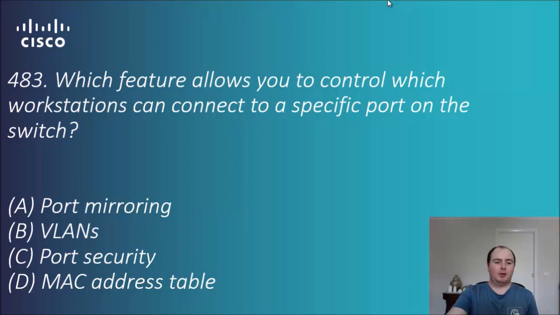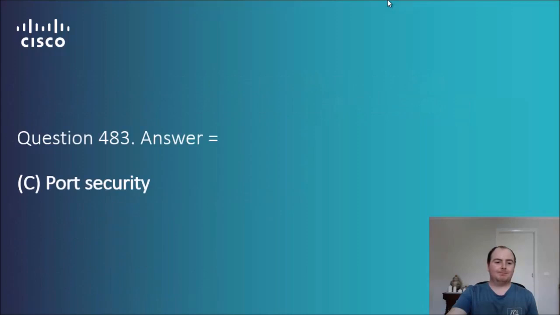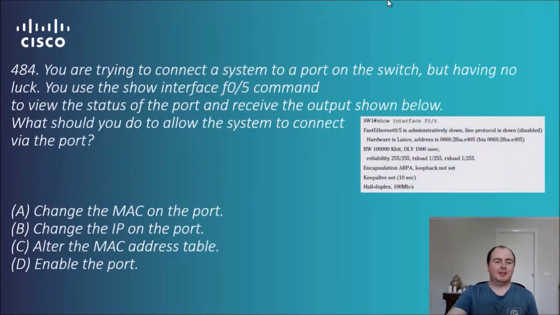483, which feature allows you to control which workstations can connect to a specific port on the switch? Port mirroring, VLANs, port security, MAC address table. Which feature allows you to control? So specific port would mean port security. Only makes sense.